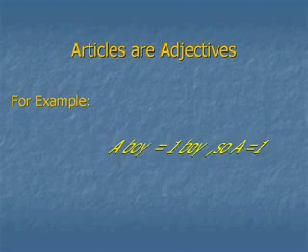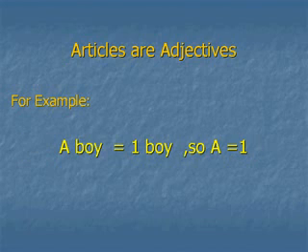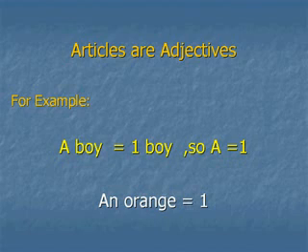For example, if you say a boy, it means one boy. So here a is equal to 1. Likewise, an orange is equal to one orange. So in these examples, a and an are working as adjectives of number. Well, our topic is not adjectives. I just wanted to tell you that articles are basically adjectives.